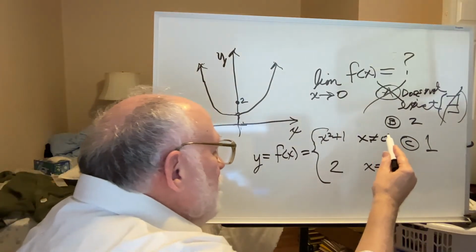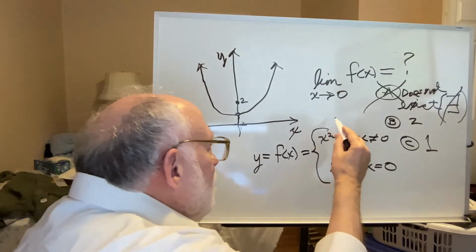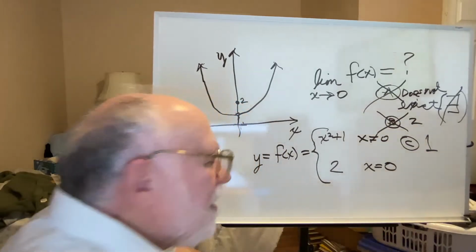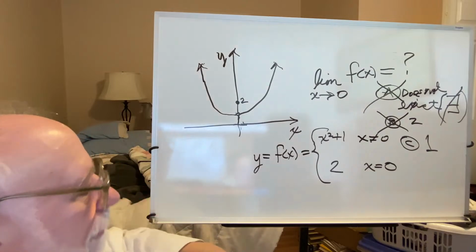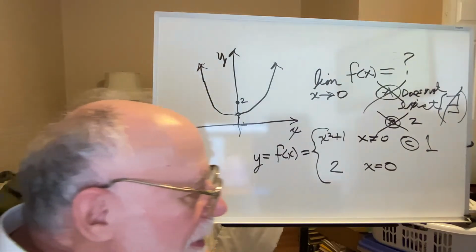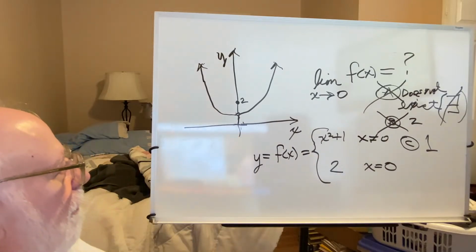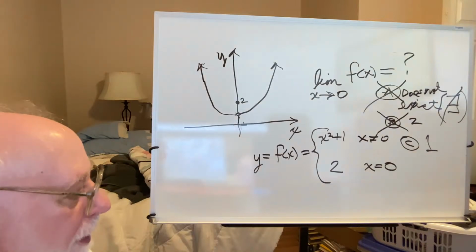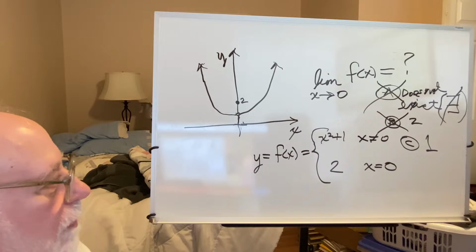Maybe you think the answer is 2. Well, f of 0 is 2, but this function is not continuous. There is a jump, a gap in the curve, and if it was a continuously drawn curve there, then the answer would be 2 if the curve approached 2, because approached is a very key word. A limit is an approach.